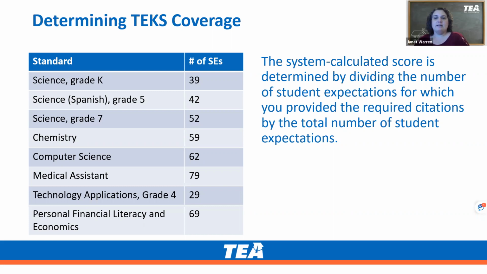So the system calculated score is calculated by dividing the number of student expectations for which you provided the required citations by the total number of student expectations. This is the highest possible score you can receive based on the number of citations you provided. And then here I just listed some examples from Proclamation 2024 of the number of student expectations that are in certain courses.